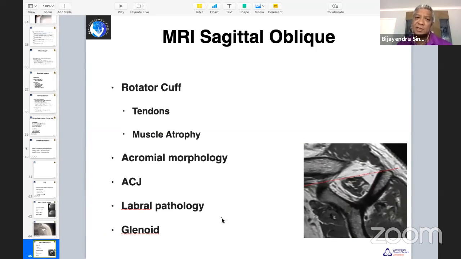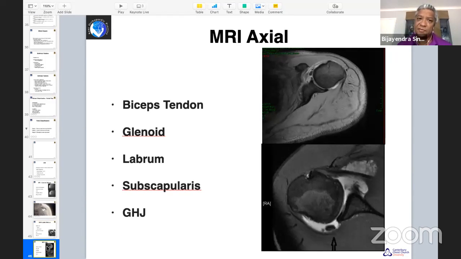The MR sagittal oblique helps you look at the muscle atrophy. So as you can see here, this is the Goutallier classification. And generally you would expect the supraspinatus to occupy almost the whole of the supraspinatus fossa. But here you can see it's below that line, suggestive of some fatty infiltration and atrophy.